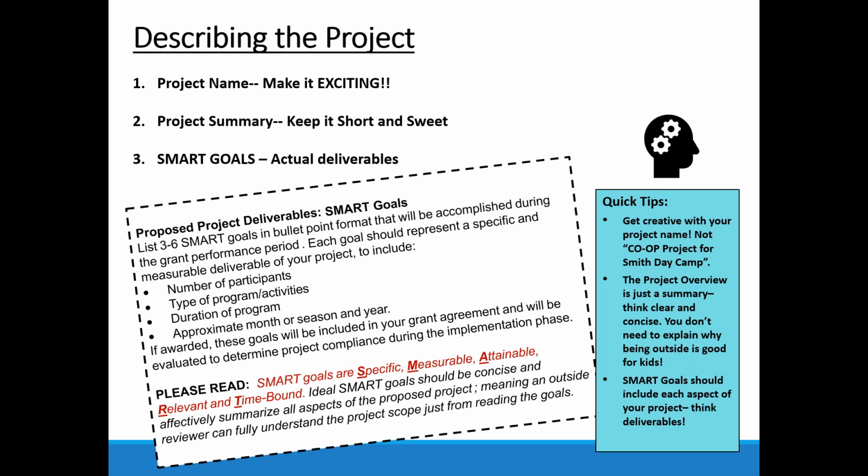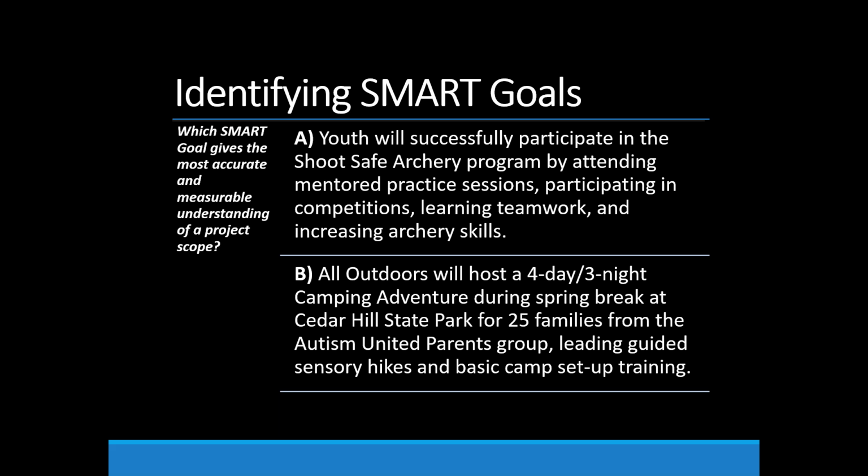The SMART goals should be very concise. They need to summarize all the different aspects that are in your project. So if you have a day camp element in your project, and then in the fall you have an after-school archery program, each of those would be a separate SMART goal in your project. So SMART goals really need to include every aspect of your project. Think deliverables and outcomes. Let's take a look at two different SMART goals.